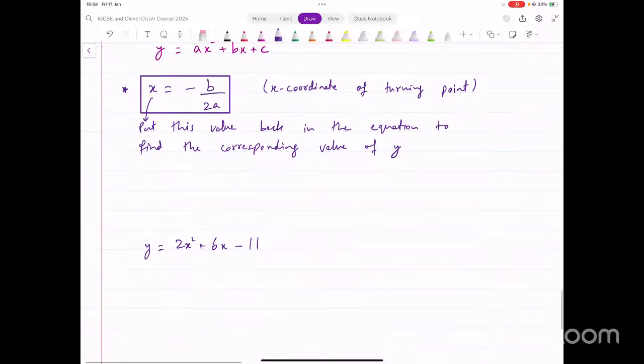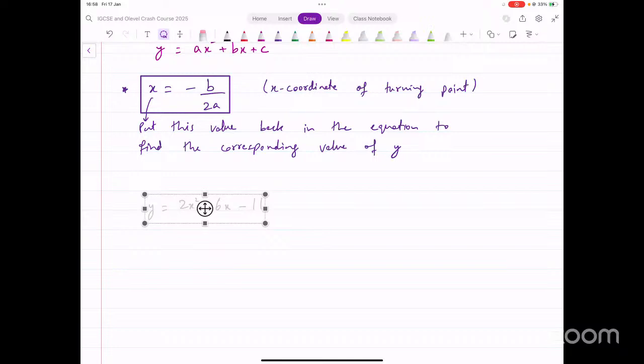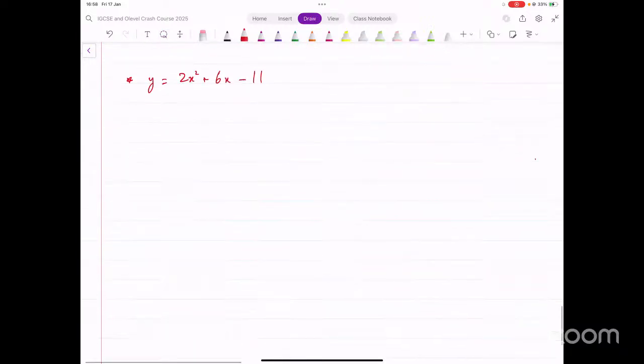Now, how exactly is this going to work? Let's take this example for that. Let's say we've got this function, and what we want to do is find the turning point of this function. How do you find the turning point of the function? We just learned a formula: x equals minus b over 2a. What that means is b is 6 here, right? Let me just write that down on the side. A is equal to 2, b is equal to 6 for this particular function.